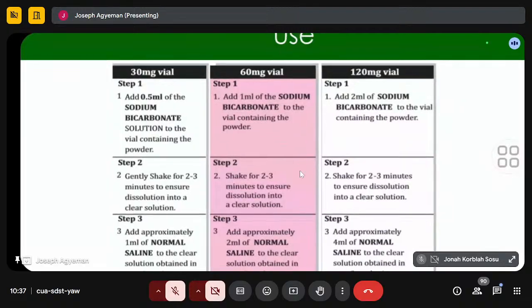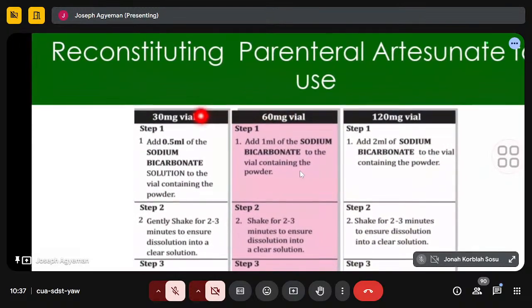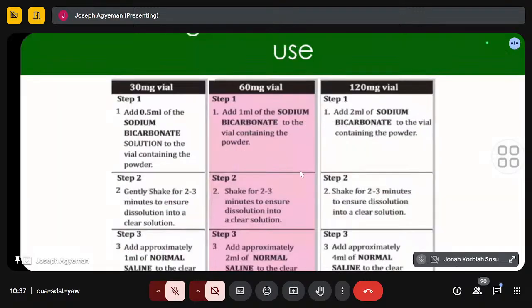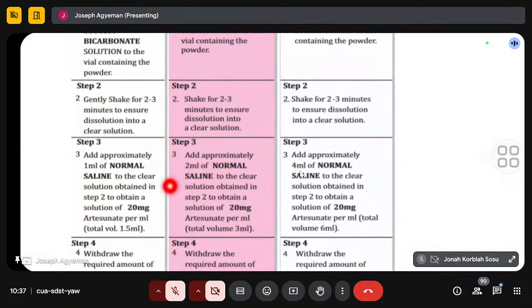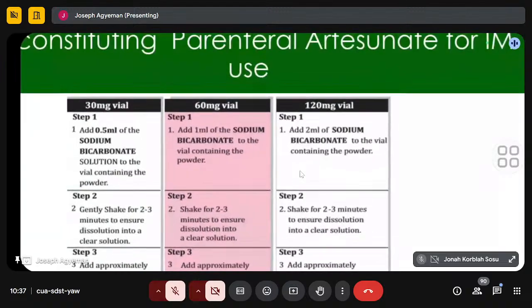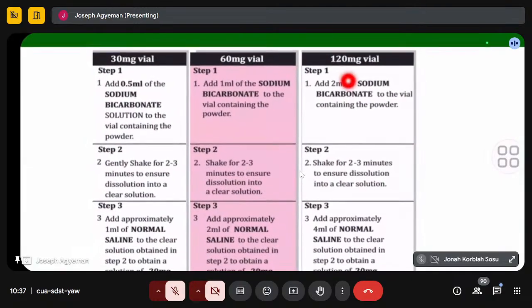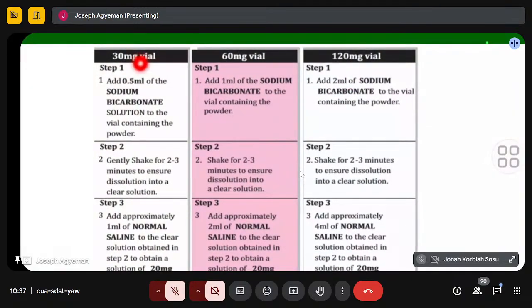If you are handling a 60 milligram vial, a factor of 2, you multiply all through. So 0.5 times 2, you get 1. Then 1 mil times 2, you get 2. If you are doing the 120, it is times 4. So 4 times 1 mil will give you 4 mil. 0.5 times 4 will give you 2 mil. 30 milligram times 4 is 120. So that is the targeted concentration for IM administration of artesunate.